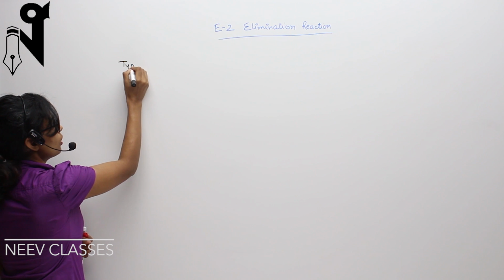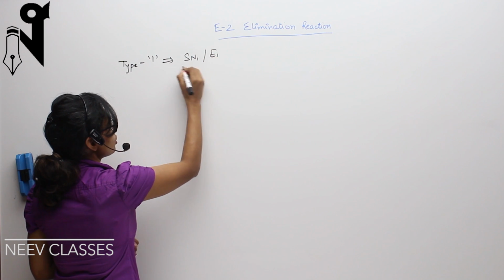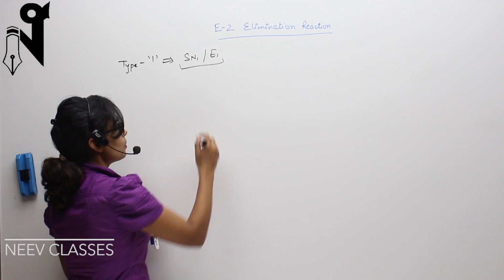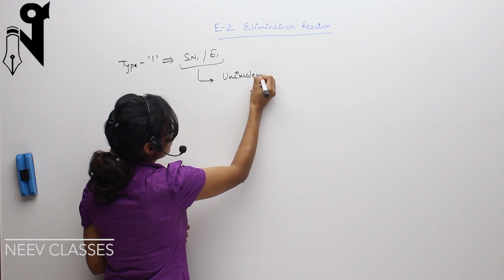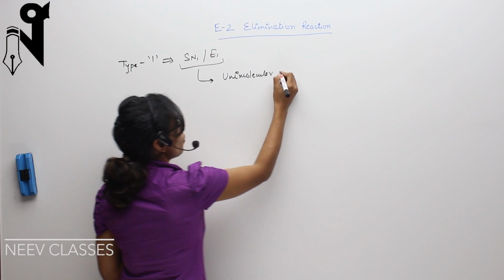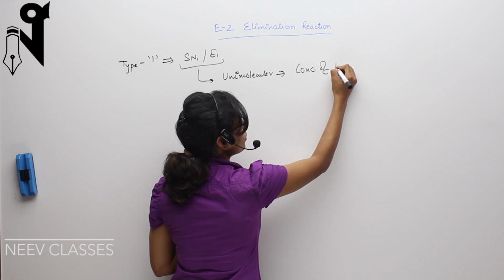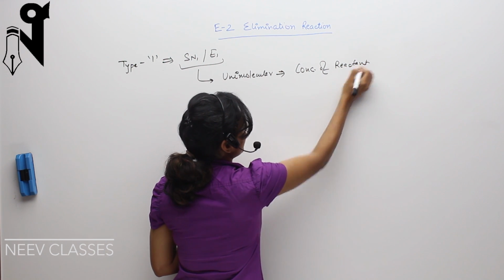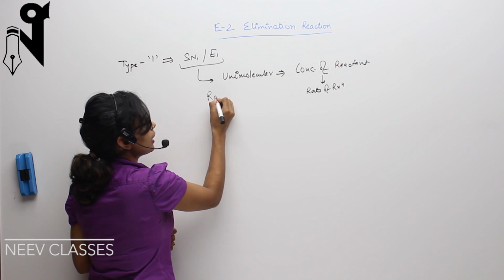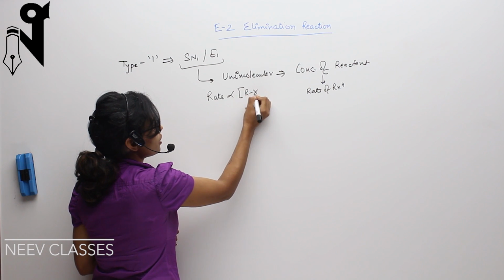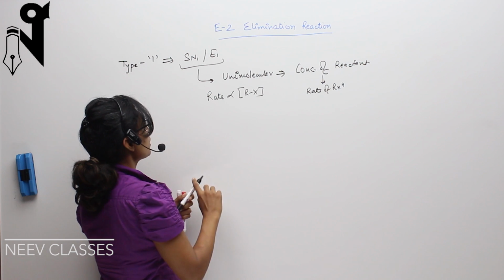So type 1. What do we mean by type 1 reaction? Type 1 reactions are SN1 reaction and E1 reaction. For both of them, what is important? First of all, both of them are called unimolecular reactions. Why? Because the concentration of the reactant will decide the rate of reaction. So we can also write it as: rate of reaction is directly proportional to the concentration of the reactant.